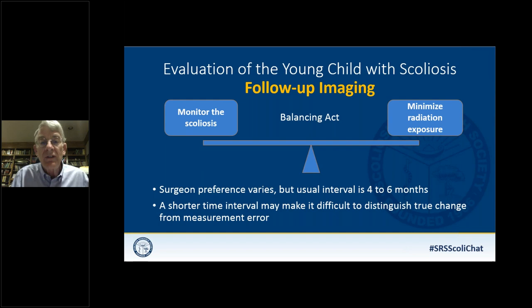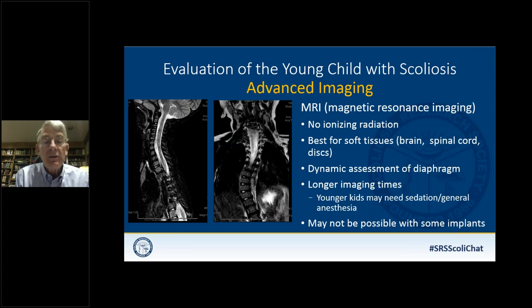And then advanced imaging. Dr. Vitale's already talked about the MRI. It has a number of uses. There's no radiation involved. It's really good at looking at soft tissues like the spinal cord. In some circumstances, you can use it to measure breathing better and look at the diaphragm. But it takes longer to acquire the images, and so children who are younger need sedation or general anesthesia. And that raises a whole other set of problems. And then finally, with certain types of implants, the MRI just may not be possible at all. Next slide, please.